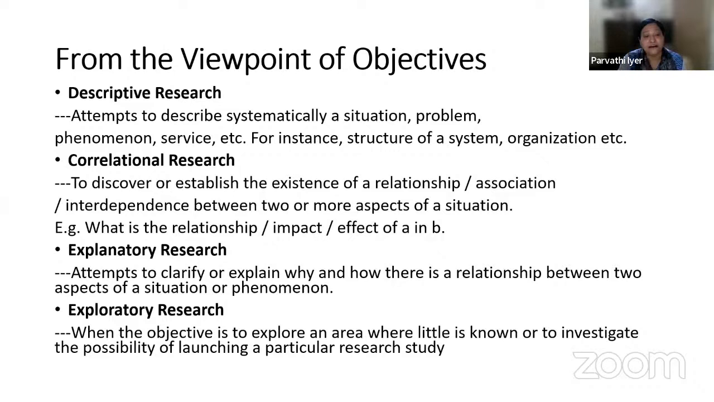Then the third kind of research is explanatory research. In explanatory research, you are asking the question why. Okay, so there you are trying to see what is the reason. So if X and Y have a relationship with each other, then what is the reason that they have that relationship? That kind of research we refer to as explanatory research.